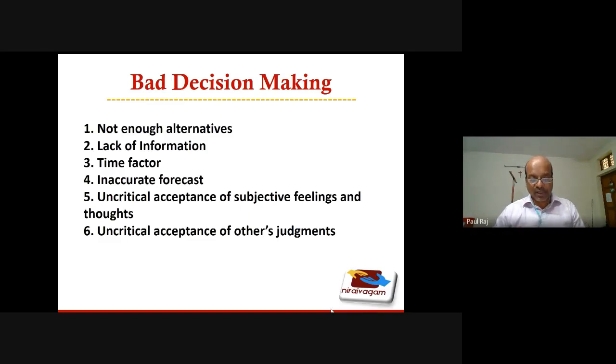Inaccurate forecast, which means wrong guesses that we make, or the erroneous view that we have of the possibility of the outcome, or the uncritical acceptance of subjective feelings and thoughts, my own emotions, my own feelings. I, without critically evaluating, accept and make a decision. And finally, uncritical acceptance of others' judgments, what others tell me and the suggestions the others give me about the decision making. I take it without critically evaluating it. So these are some of the factors which influence bad decision making.